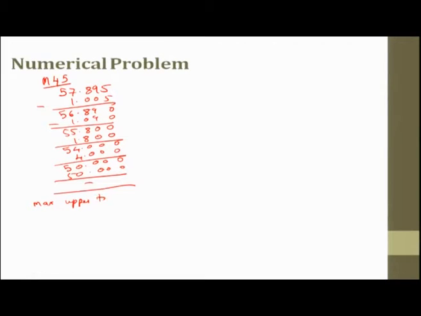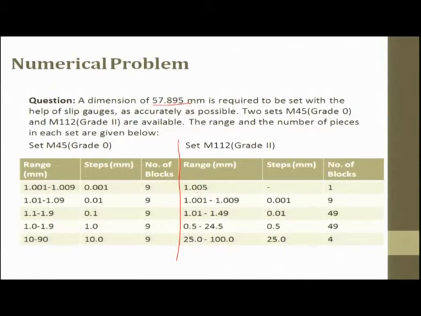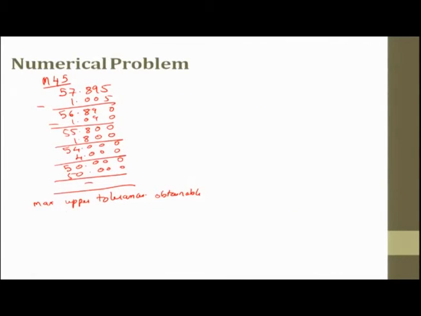Maximum upper tolerance obtainable is, if you go by this, obtainable tolerance is 10, and when it falls between these two ranges 20 to 60, it is plus 15. Okay. So, the maximum tolerance is 10 plus 10 plus 10 plus 10 plus 15. Okay. So, now this is equal to 55.